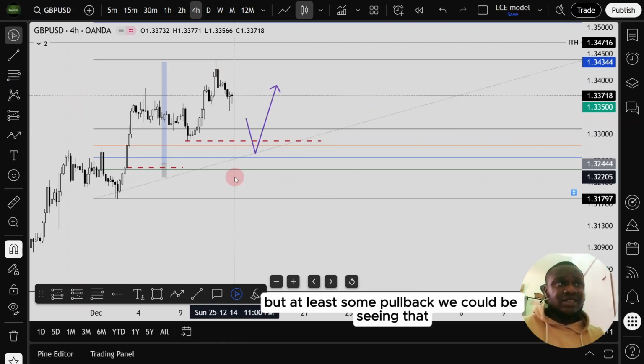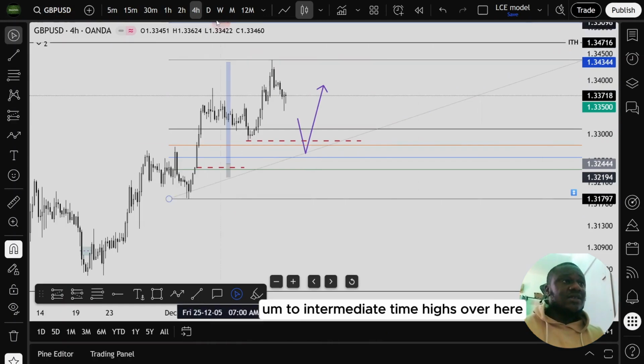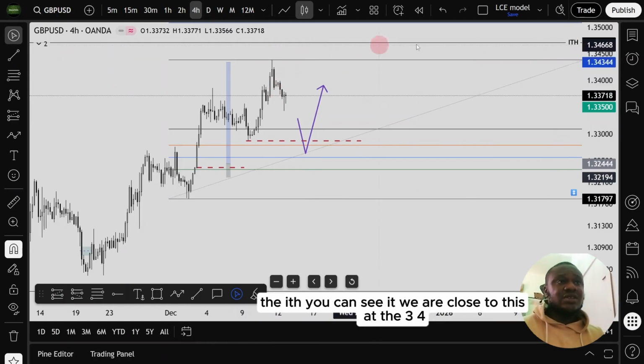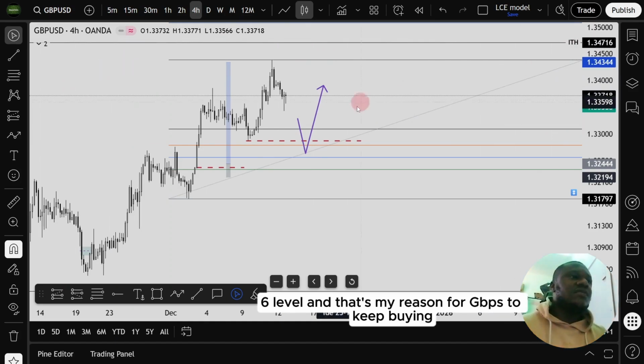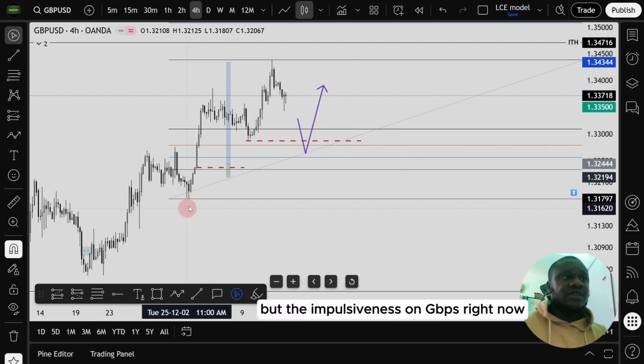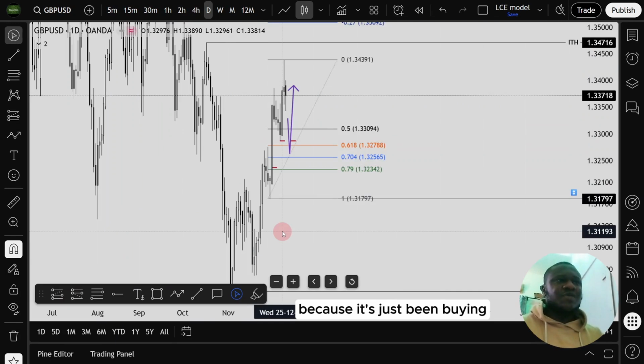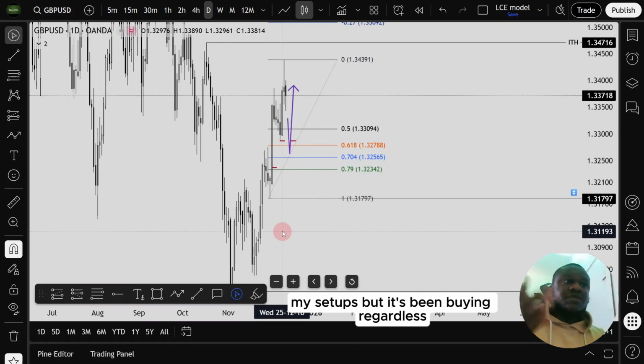We could be seeing that. We're also close to the all-time to intermediate term highs over here, the ITH, you can see it. We are close to this at the 34716 level, and that's more reason for GBPUSD to keep buying. But the impulsiveness on GBPUSD right now is causing me to really want to focus on other pairs because it's just been buying and it has not really been giving me that deep retracement to trigger me in my setups. But it's been buying regardless.